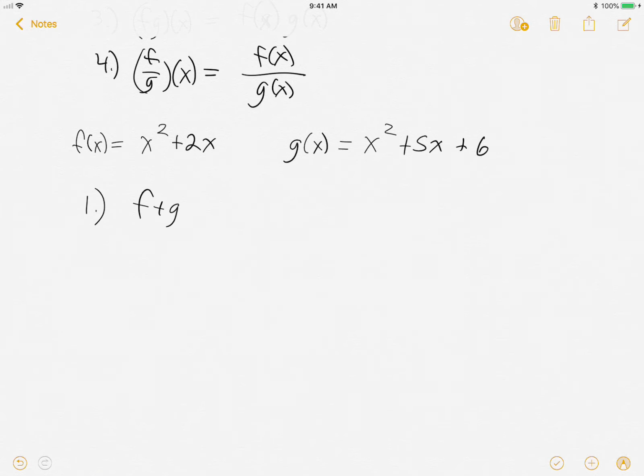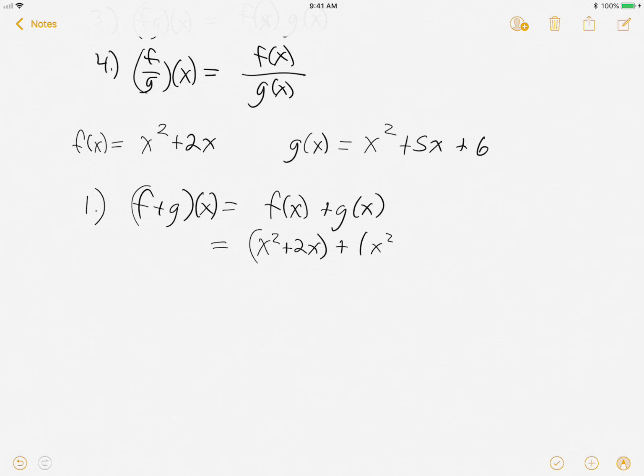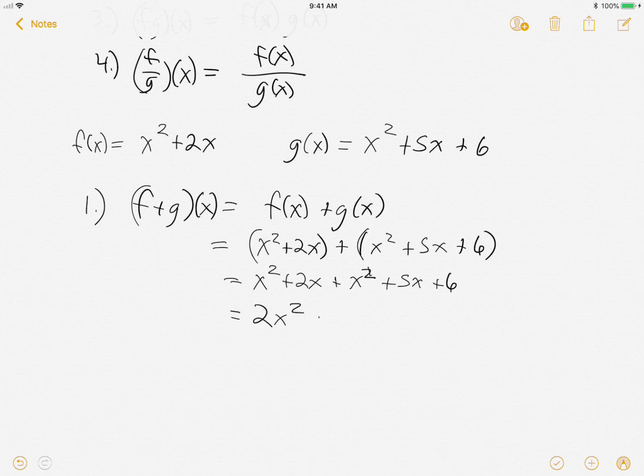Let's do f plus g of x. That is f of x plus g of x. Okay, that's going to be x squared plus 2x plus x squared plus 5x plus 6. If I drop my parentheses, nothing really changes. Combine like terms. I have 2x squareds, 7x's, and 6.